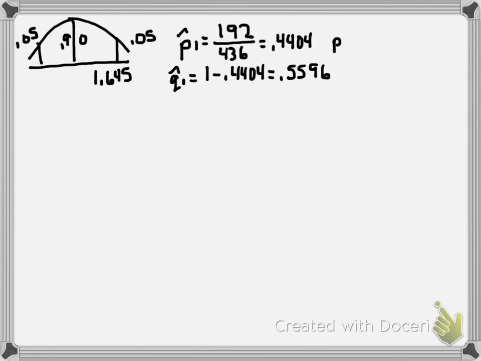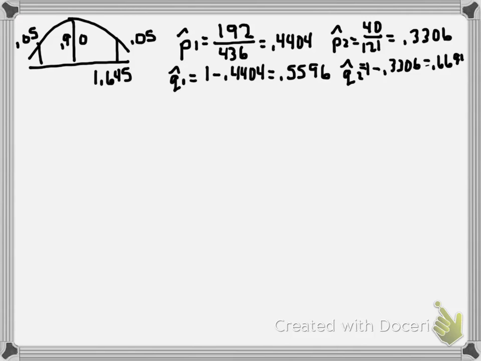P hat 2 is equal to the number of successes in the second sample, which is 40, over the sample size for the second sample, which is 121. Rounding to 4 decimal places, we have 0.3306. Q hat 2 is 1 minus that number, which is 0.6694.